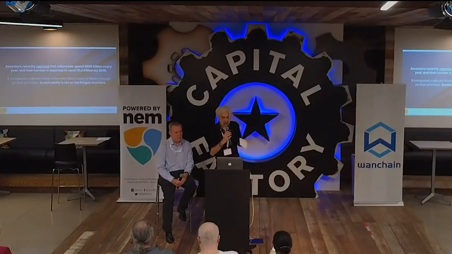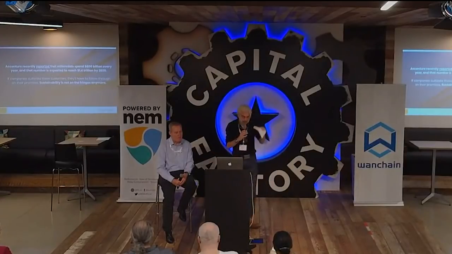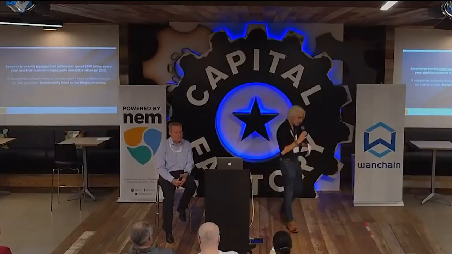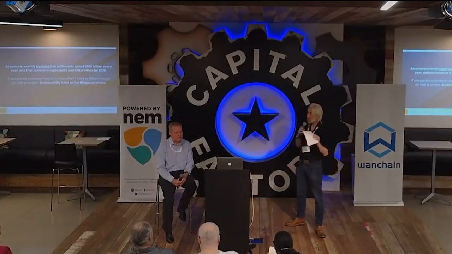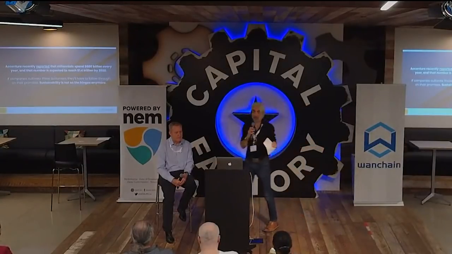So if companies cultivate these customers, they'll have to follow through on their promises. That's what the slide says. Sustainability is not on the fringes anymore. Now, sustainability is king for millennials, amongst many other societal concerns that they have.